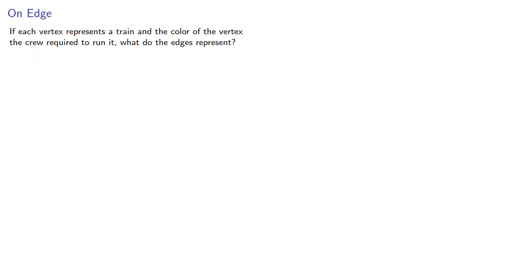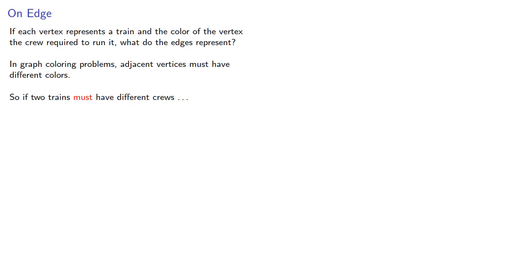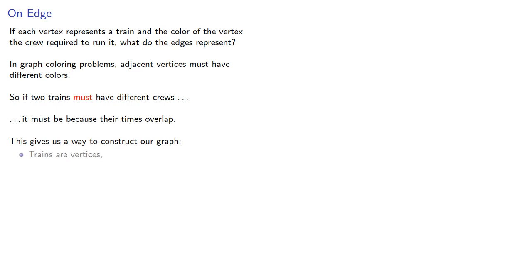If each vertex represents a train and the color of the vertex the crew required to run it, what do the edges represent? In graph coloring problems, adjacent vertices must have different colors. So if two trains must have different crews, it must be because their times overlap. And this gives us a way to construct our graph. Trains are vertices, and edges connect trains whose times overlap.